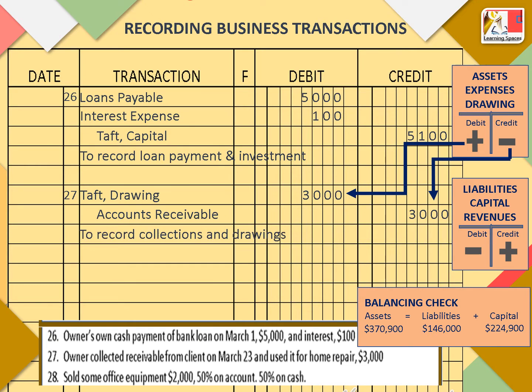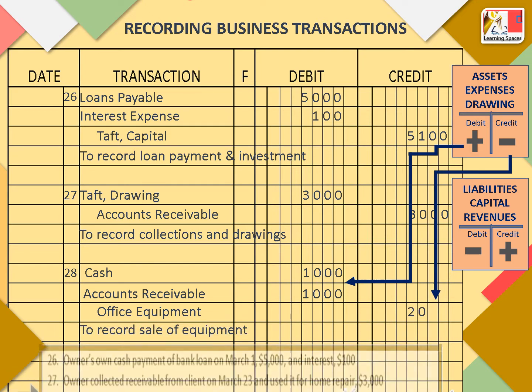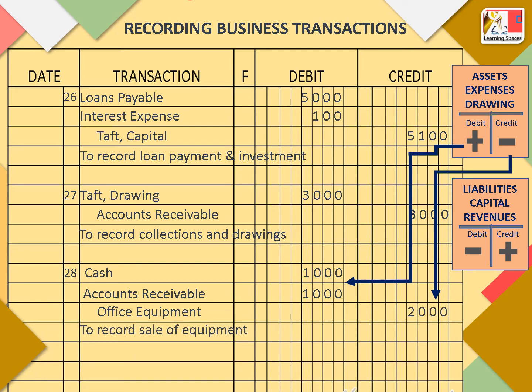Are you keeping it up? We are now on the March 28 transaction. The sale of office equipment on that date, which is sold partially on cash and on account, will increase cash and accounts receivable accounts by $1,000 each, which are both on the debit side since they are both increasing. Then on the credit side, we plot the cancellation, or the decrease, of the office equipment account, which is amounting to $2,000.